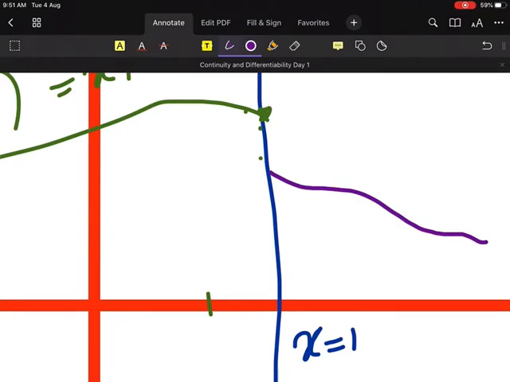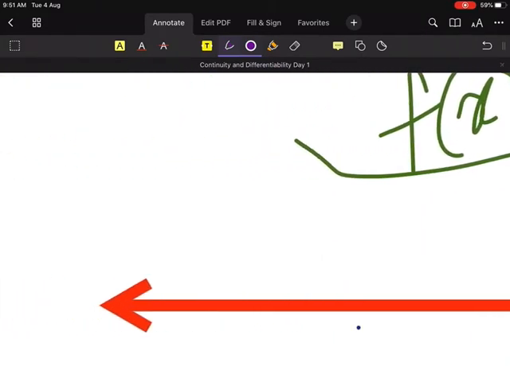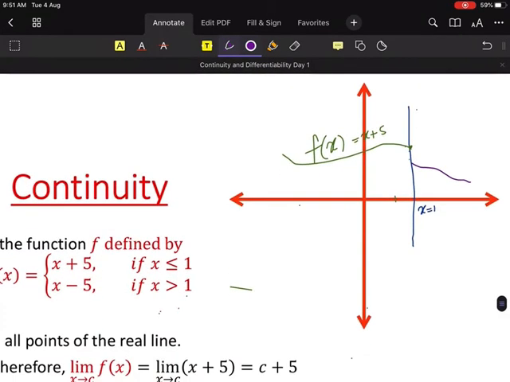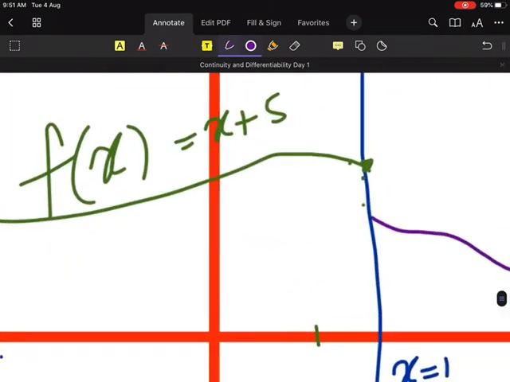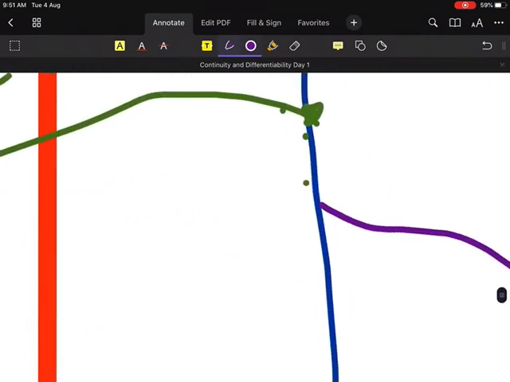Whether this graph will touch the line x equal to 1 or not. Please tell me whether this graph will touch the line x equal to 1 or not. It will not touch. Why will it not touch? Because this function, x minus 5, is only valid for x greater than 1, not x equal to 1.